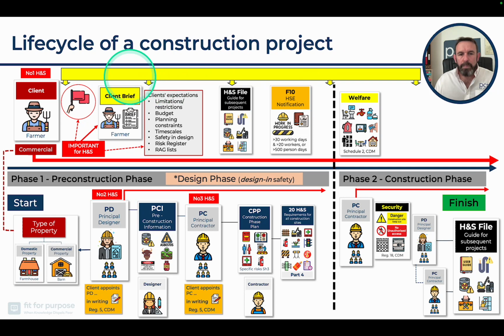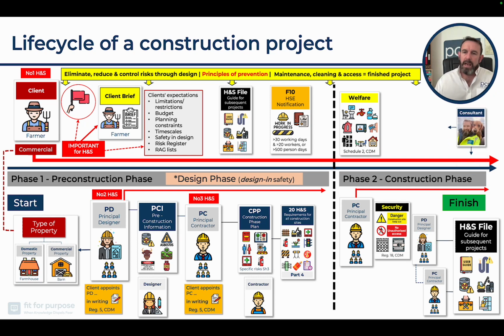We must also be thinking here, we can see this yellow box, because within that yellow box we're thinking of what the designers must do. We must eliminate, reduce and control risks through the design. We've looked at the design phase there. They must follow the principles of prevention. We will cover that in a later module. And at all times we are thinking of the maintenance, cleaning and access to the finished project. And that's the last pop-up slide there.